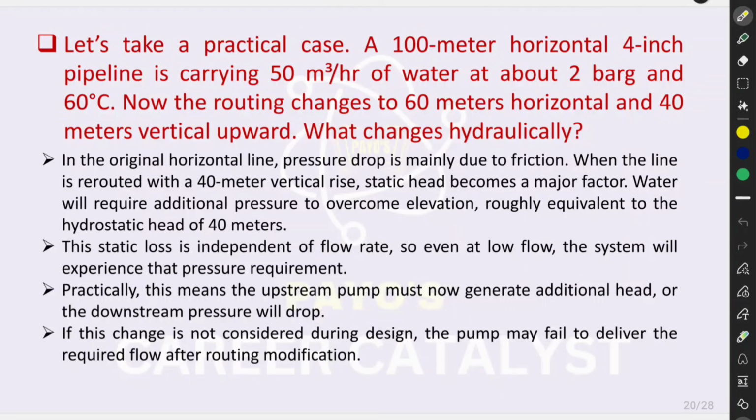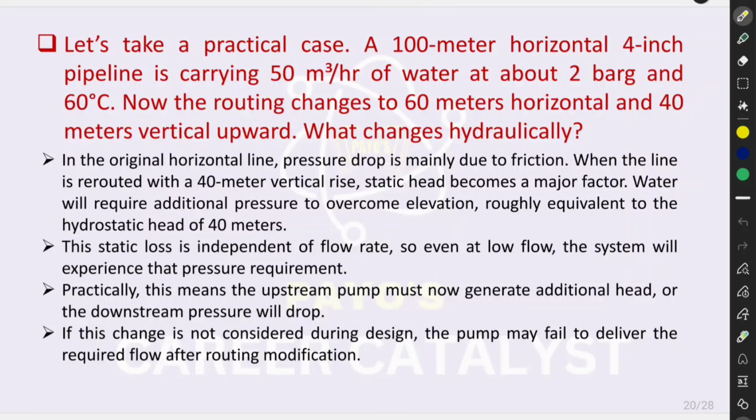A 100-meter horizontal 4-inch pipeline is carrying 50 cubic meters per hour of water at about 2 bar and 60 degrees Celsius. Now the routing changes to 60 meters horizontal and 40 meters vertical upward. What changes hydraulically? In the original horizontal line, pressure drop is mainly due to friction. When the line is rerouted with a 40-meter vertical rise, static head becomes a major factor.